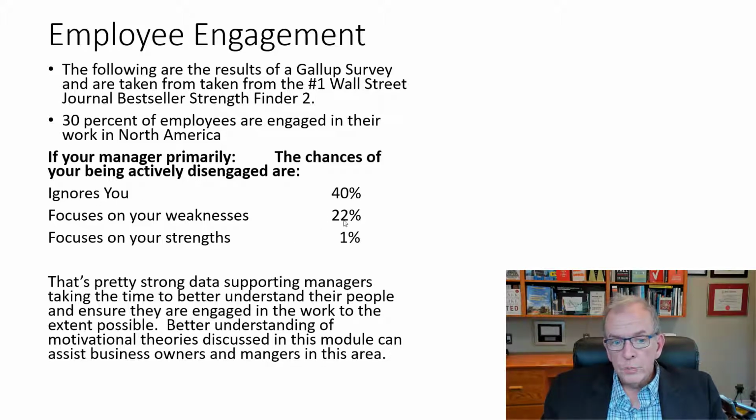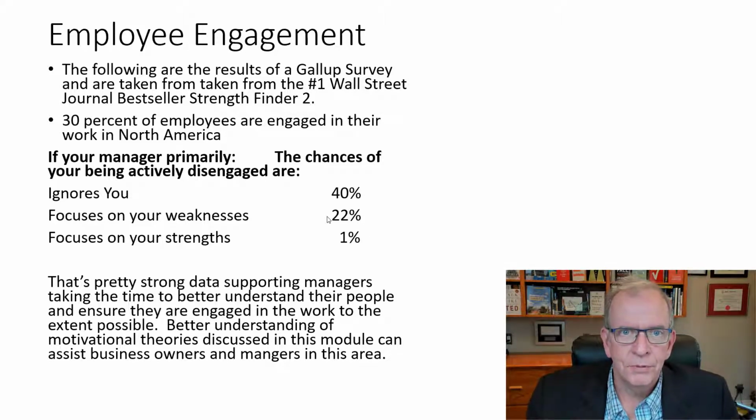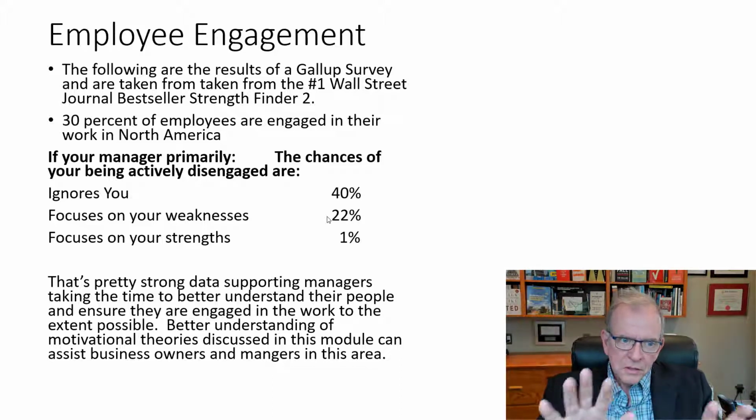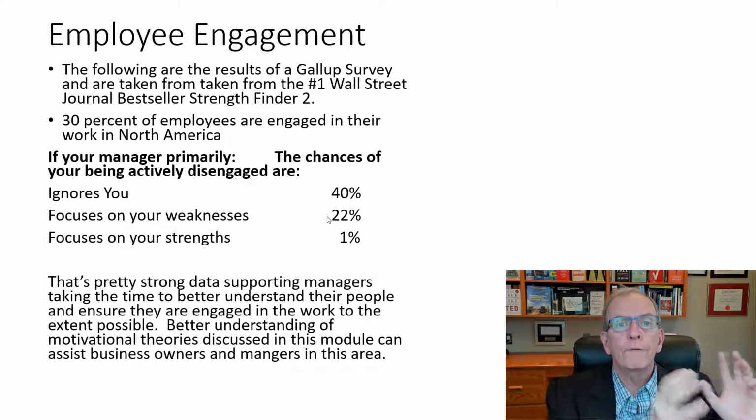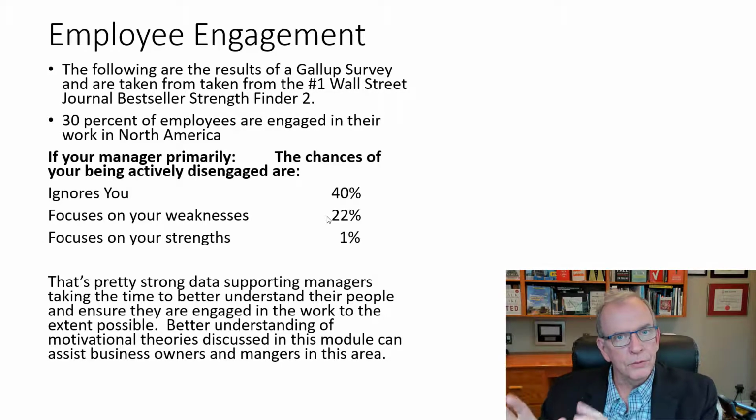It's only 22% actively disengaged if your boss focuses on your weaknesses. So that means if you've got kind of a miserable boss, and every time you do something wrong they're telling you, but they're not telling you what you do right, that's going to get you 22% disengagement. Actually less than being ignored, but still a very high number. That's a high number to have actively disengaged employees. Not just disengaged, actively. They're looking for another job. They don't care about this job.